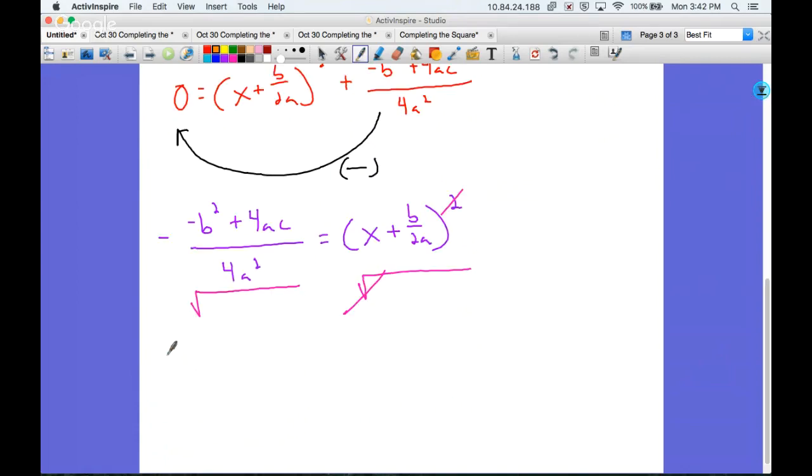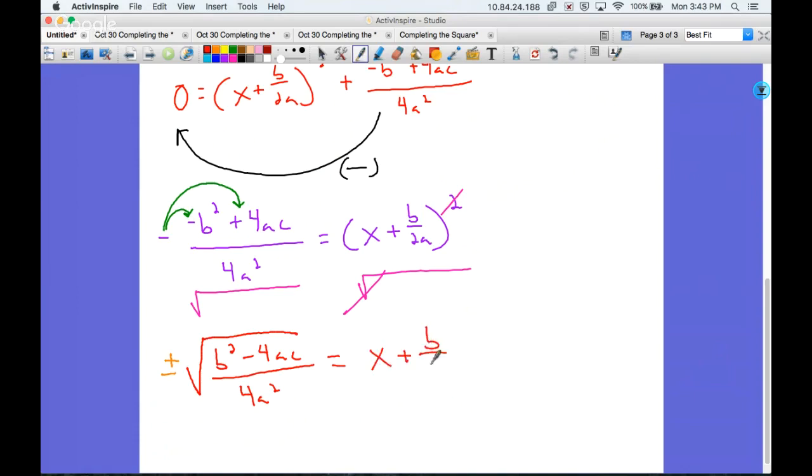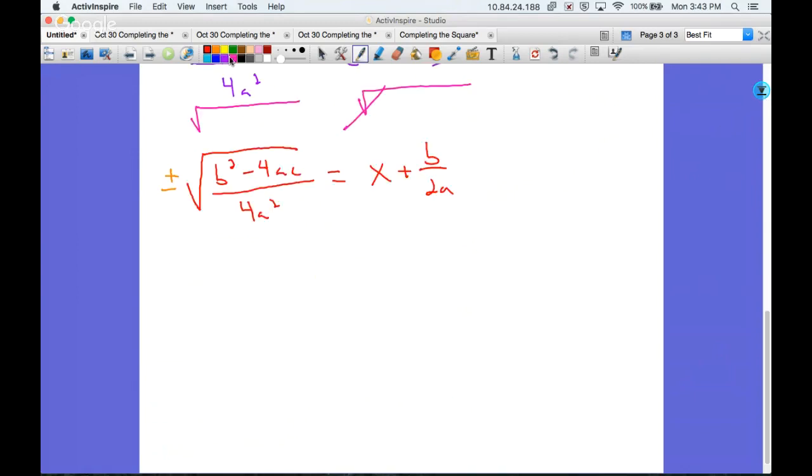so now square roots are always positive and negative. So plus or minus, let me distribute this negative here. That's going to make that a positive and that a negative. So plus or minus the square root, and this is one big square root, of b squared minus 4ac all over 4a squared equals x plus b over 2a. All right, this is looking very similar to the quadratic formula.